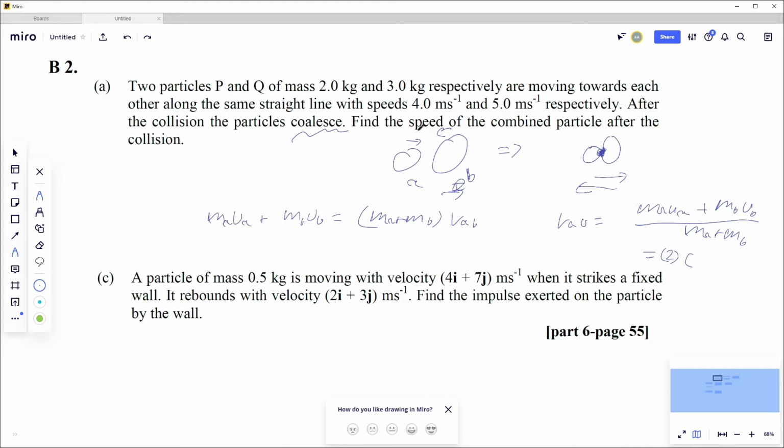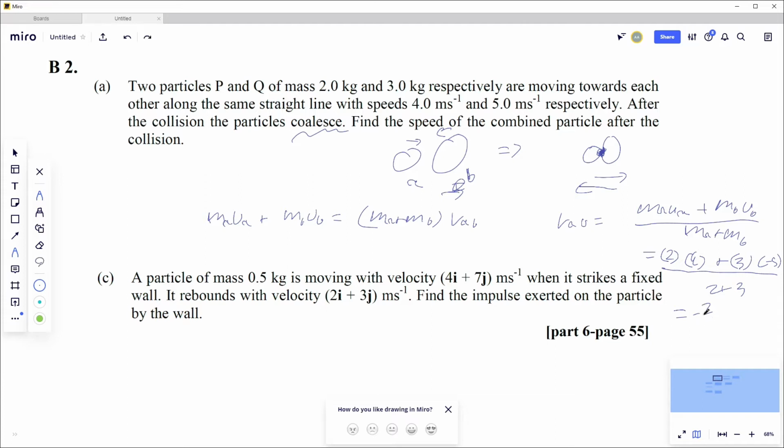So 2 times the initial for A, which is going to be positive, so 4, plus M, again 3, times initial for B, negative 5. Signs are important, I cannot emphasize that more. Simplify: 2 times 4 minus 5 times 3 over 5. You get minus 7 over 5.